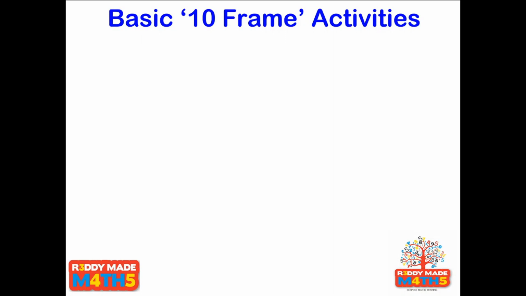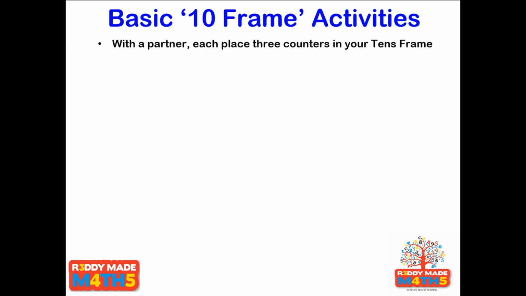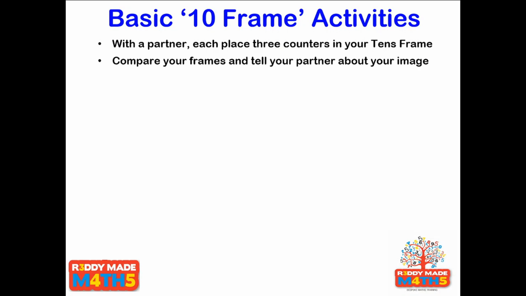Let's have a quick look. With a partner, if each one of you puts 3 counters in your tens frame, and then you compare your tens frames and talk about the image, and then you move them around and look at the new images that you've created, what the children will realise is that basically there's always 3. Doesn't matter what I do with them, if I move them around, there's still 3.